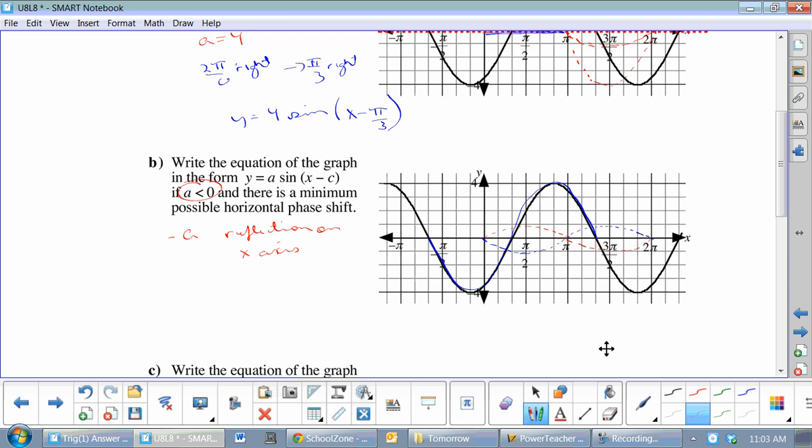So we know if a has to be negative, then I got my negative 4 done, and then a horizontal phase shift 4 pi over 6, which is 2 pi over 3 radians left. So what's the new equation? Y equals negative 4 sine x plus 2 pi over 3.